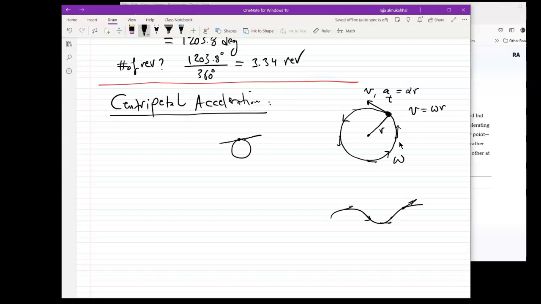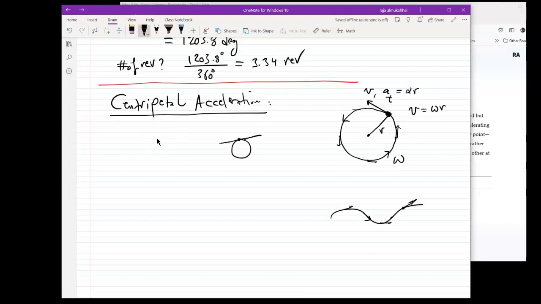See what I'm saying? So when an object changes direction, you will have another acceleration in addition to the tangential acceleration. We refer to it as a centripetal acceleration. The word centripetal is from the Greek. It means center-seeking acceleration, or an acceleration that is pointed toward the center.